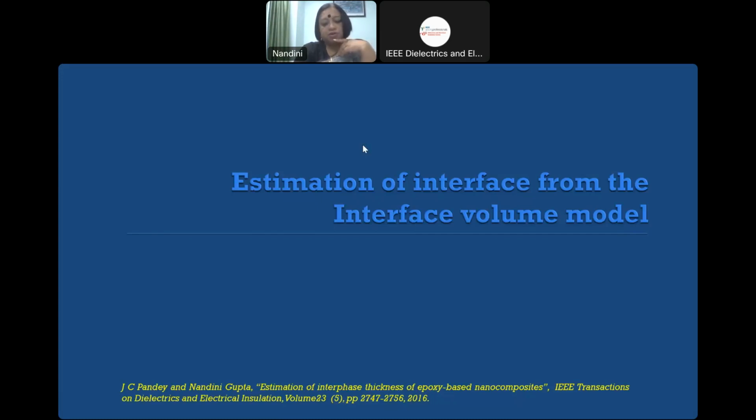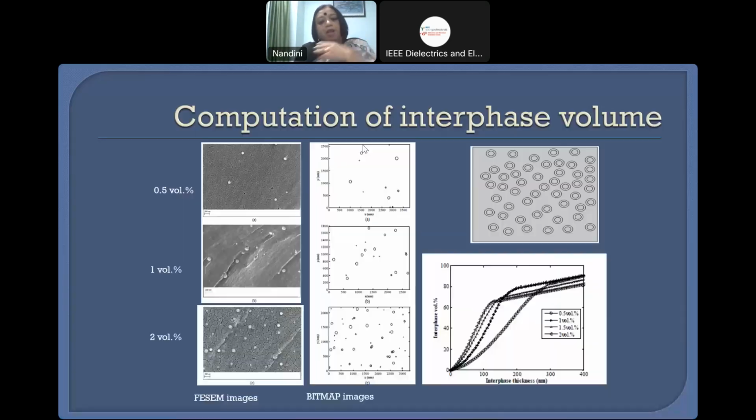computational methodologies. The first methodology that I'm going to talk about is estimation of the interface properties from the interface volume model. This work was done by J.C. Pandey. So as I said, following the Raetzke-Kindersberger model, the difference here is that we have not assumed any uniform dispersion or any particular size. We have actually taken SEM images of the real samples that we have worked with, and assuming that they are periodic, we have converted them into bitmap images. And from there, we have assumed interfaces of various thicknesses and tried to compute the interface volume.